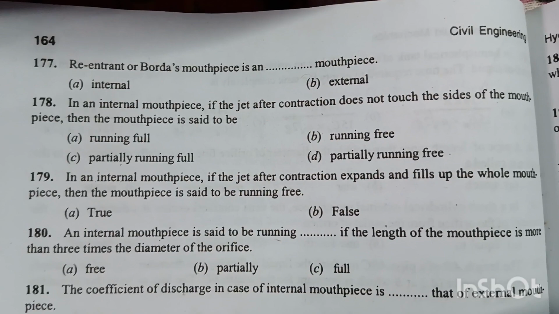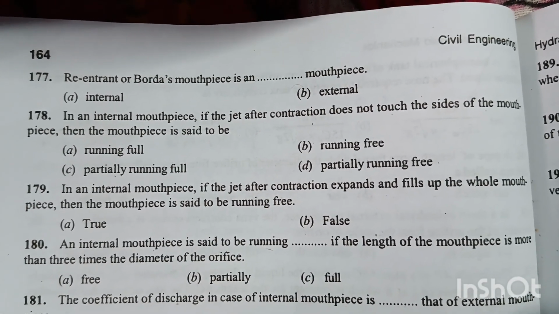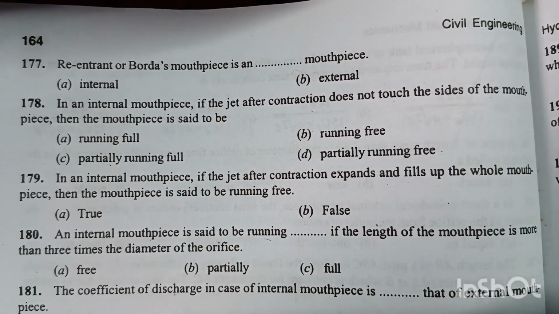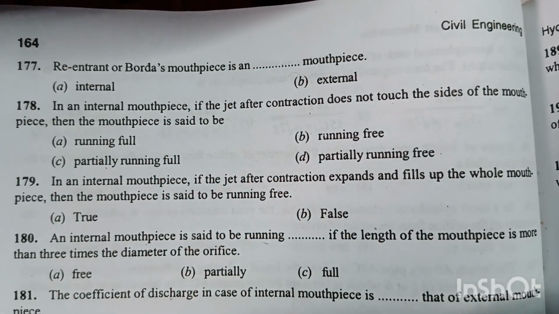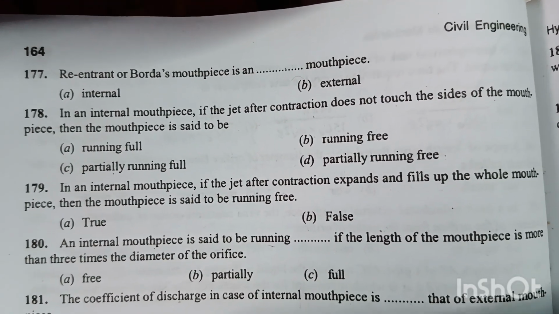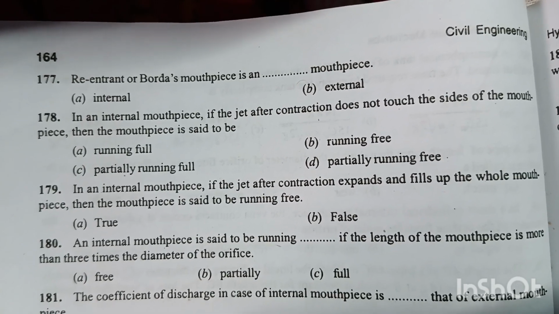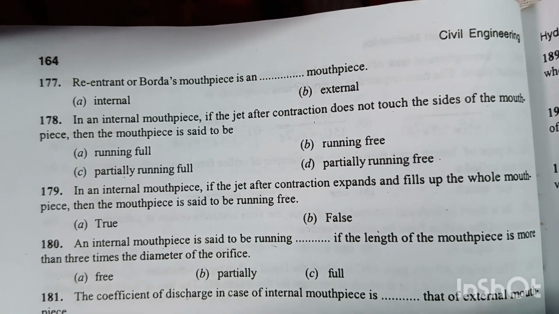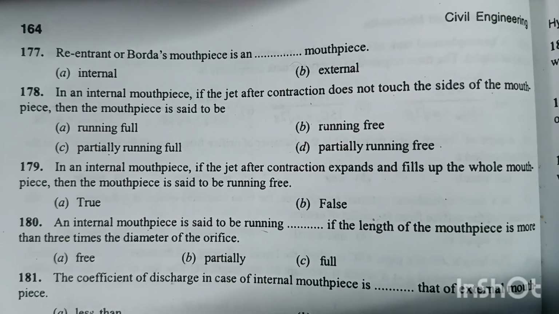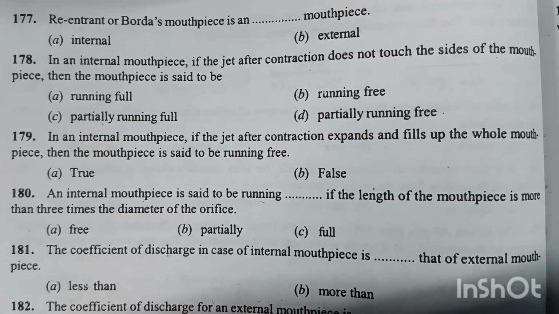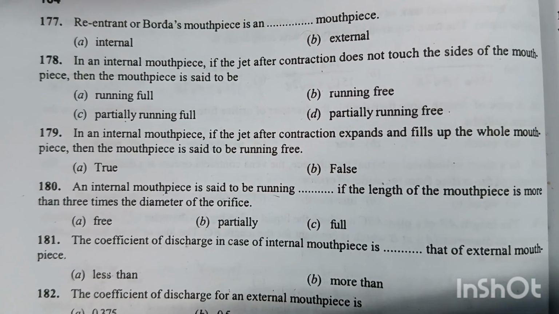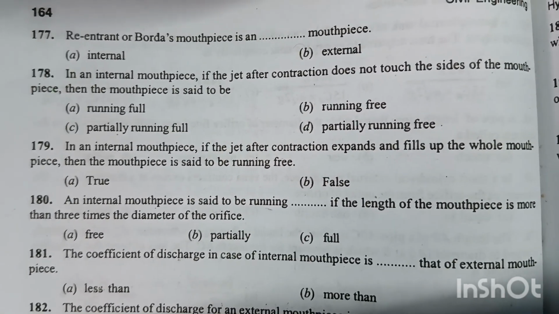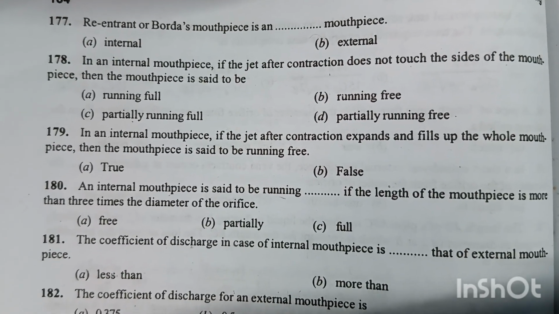Question number 178. In an internal mouthpiece, if the jet after contraction does not touch the sides of the mouthpiece, then the mouthpiece is said to be running free. Option B is right answer. And if the jet after contraction expands and fills the whole mouthpiece, then it is called mouthpiece running full. Question number 179. In an internal mouthpiece, if the jet after contraction expands and fills up the whole mouthpiece, then the mouthpiece is said to be running free. No, then the mouthpiece is said to be running full. Option B is right answer.